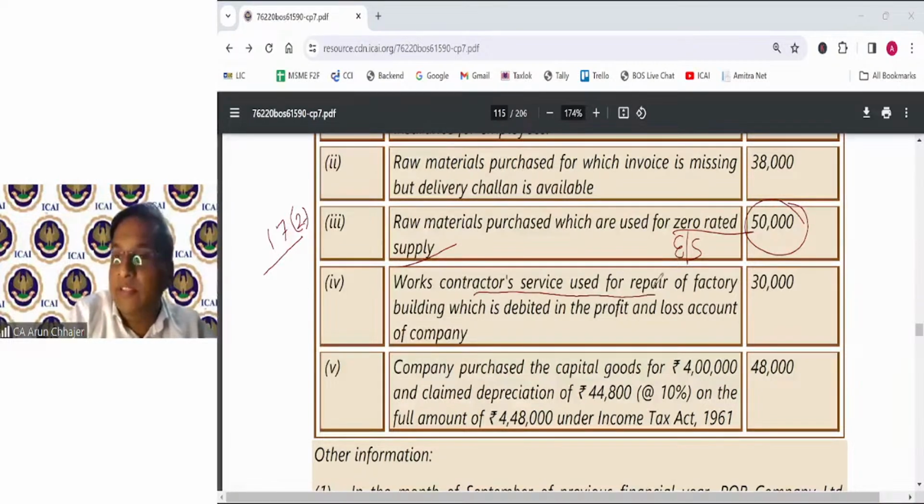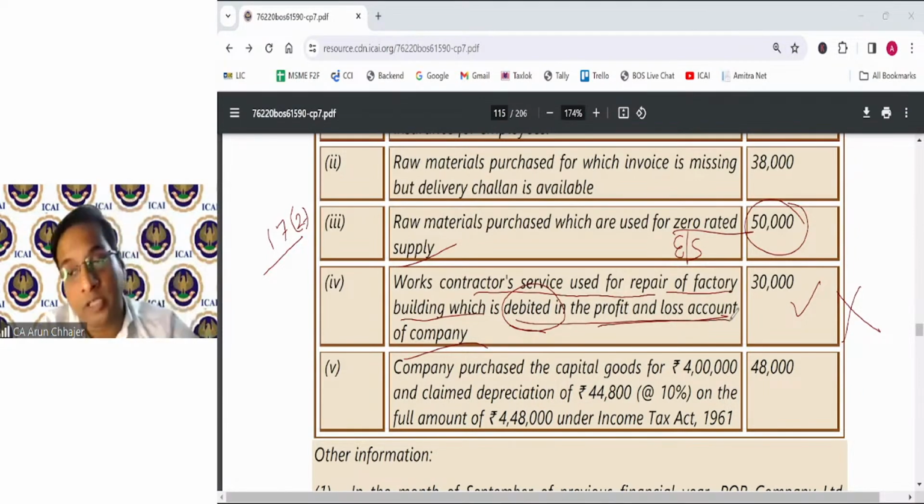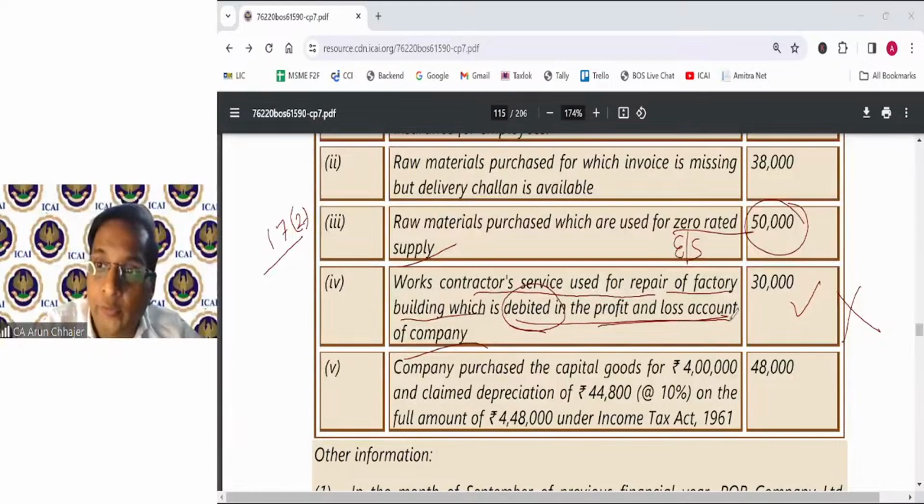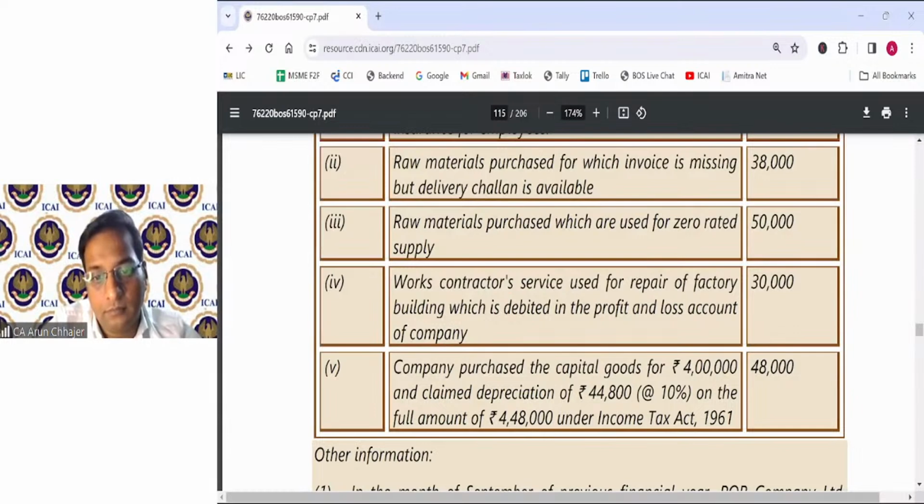Work contract service used for repair of the factory building, which is debited in the profit and loss account. So ITC would be allowed or not allowed? An important point here is that it has been debited to the profit and loss account. So what would be your view? Will the ITC be allowed or not allowed?